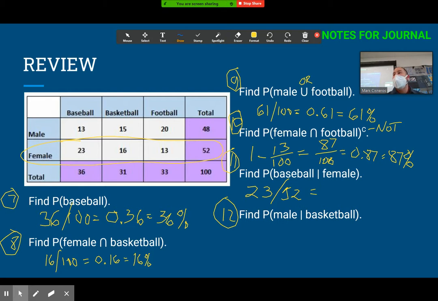Why not out of the total anymore? Because it's just out of the females. We have a condition that needs to be met. The condition is being female. I'll let you figure out the decimal and percentage on your own on that one, and then see if you can do the last one. I'll put up the answer in a minute.